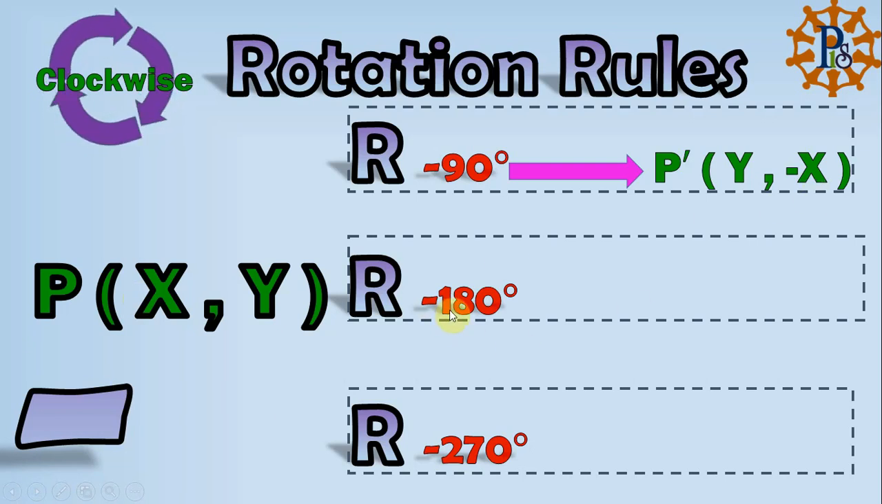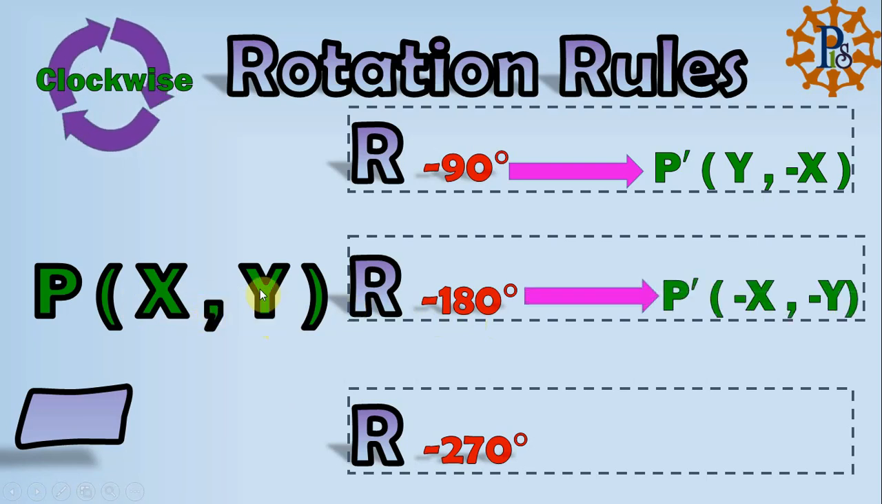If we want to rotate the point or the shape with angle negative 180, I will change the sign of both of them, and I keep the places as they are. We will not change the places. So negative 180 will be the same as 180. Both of them are the same.